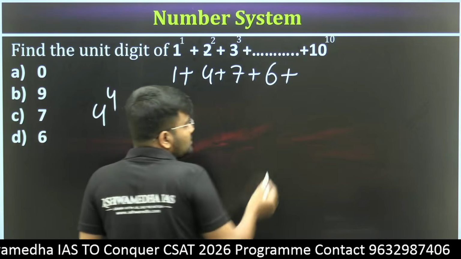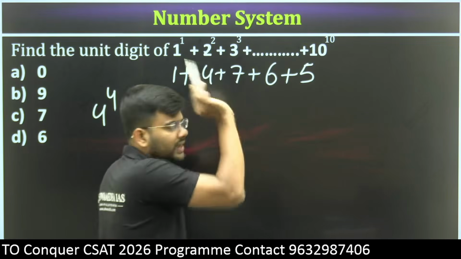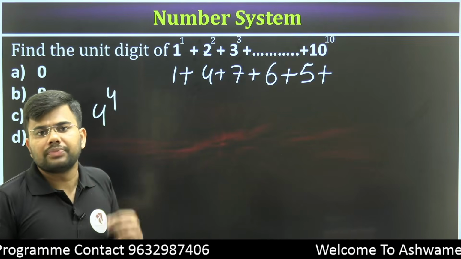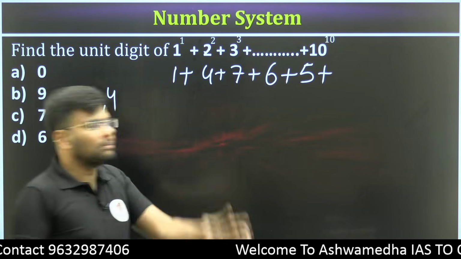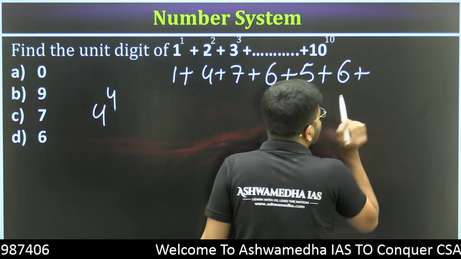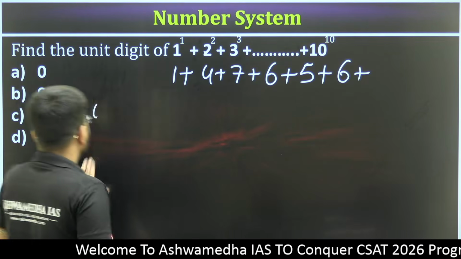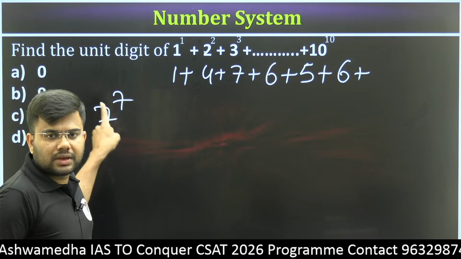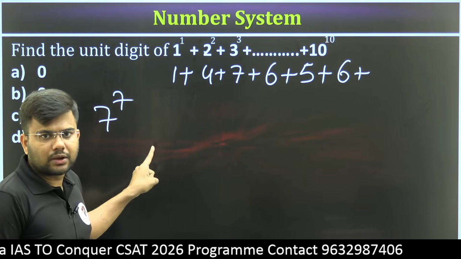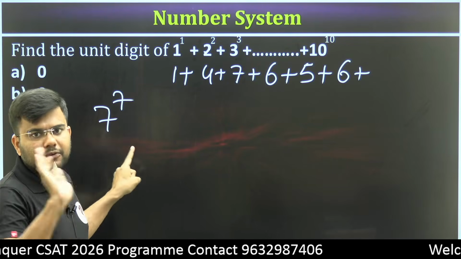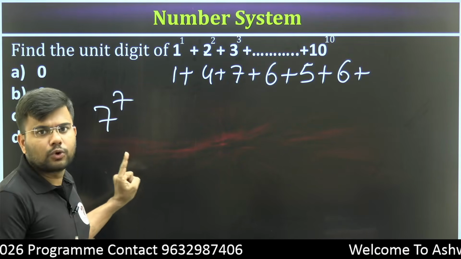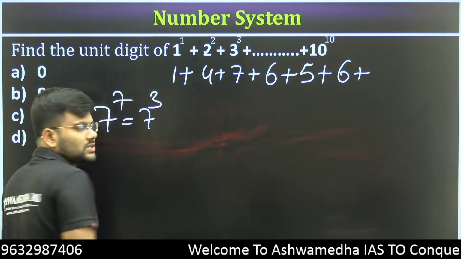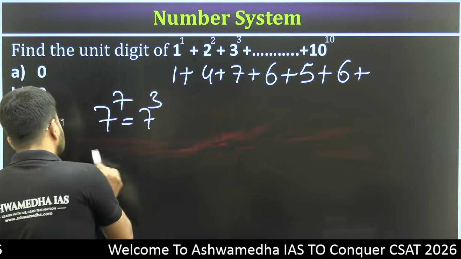Obviously later comes 5. For 5 it would be 5 itself. Later comes 6. Irrespective of the power, the unit digit of 6 to the power of any number would be 6 itself. Now we are supposed to find out for 7. Look here, 7 to the power of 7. Obviously the 7 unit digit also repeats a cycle of 4. You are dividing it by 4. If you divide 7 by 4, the remainder would be 3. That means the unit digit of 7 to the power of 7 would be similar to that of 7 cube, that is 343.